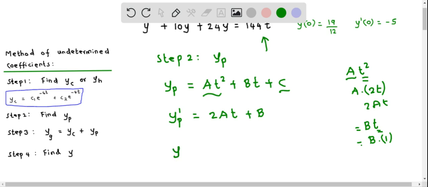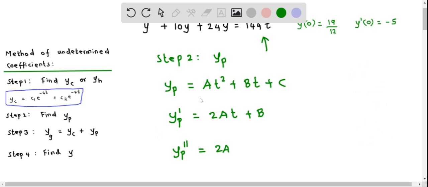Now let's find the second derivative of yp. That is, we find the derivative of yp prime, and this equals the derivative of 2at, which is 2a, since 2a is a constant and the derivative of t is 1. Plus we have another constant b, so it becomes 0. So we found the expressions for yp prime and yp double prime.